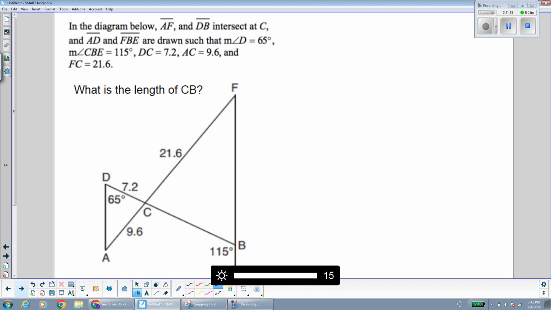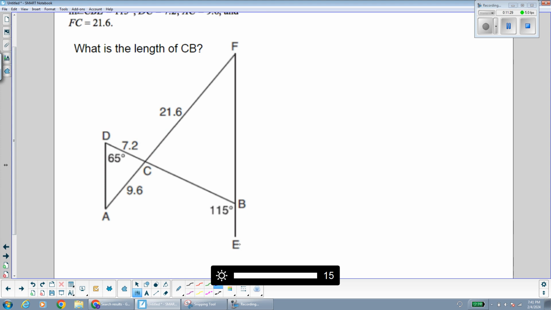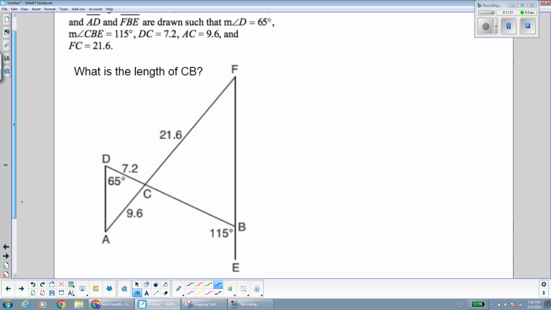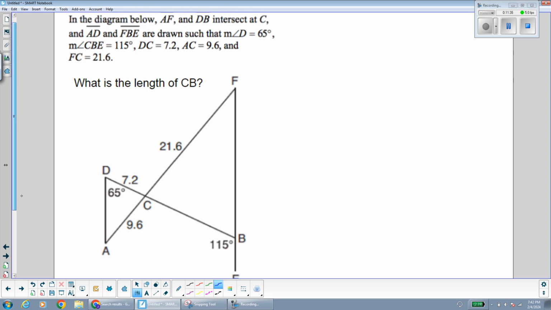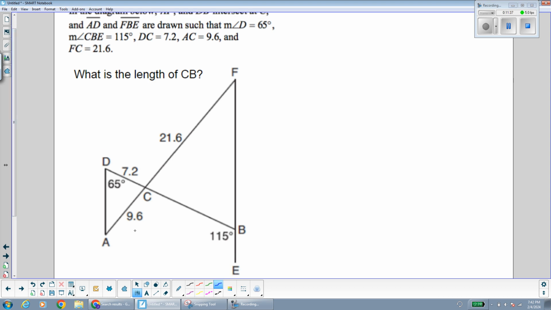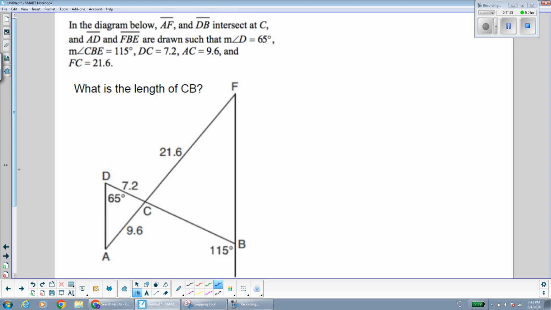Moving on to the next question over here. They tell us that angle D is 65 degrees. Angle CBE, this one right over here, you can't see E. Here you go. Now you can see E is 115 degrees. DC is 7.2. AC is 9.6. And FC is 21.6. And we need to find the length of CB.